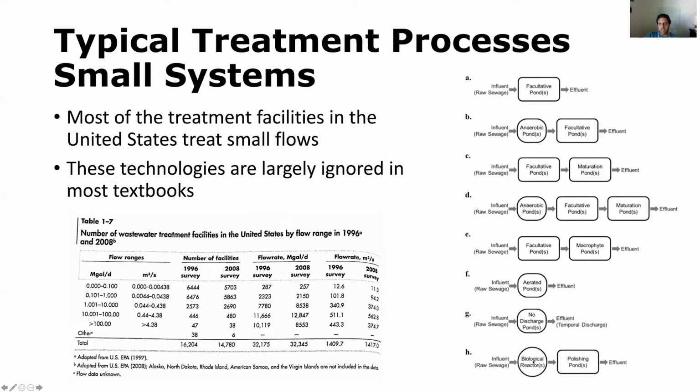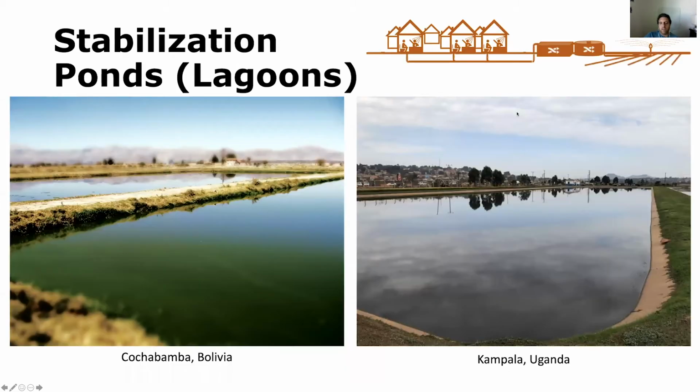Biological reactors in some cases are used, like anaerobic reactors in combination with ponds, or various variations of this technology, like the aerated pond. All right, so in terms of the number of facilities in the US, there's actually quite a few that utilize these small flow treatment processes. However, in terms of volume, the amount of liters or gallons of wastewater treated per day, it's actually a very small percentage. So this is an example of what a stabilization pond system looks like.